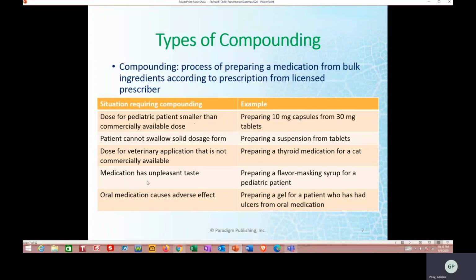So what we can do in the pharmacy is we can add flavor to the medication to mask the original flavor. So this helps the child to be able to consume the medication.